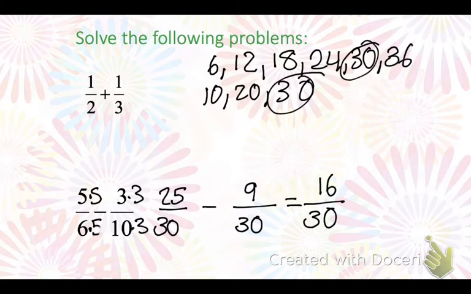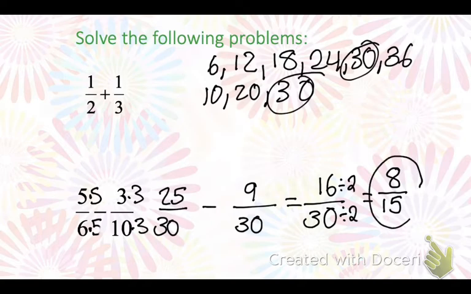And then I look to see if I can simplify. This time I know I can because the top and the bottom are both even numbers. So I can definitely divide both by 2. So let's start there. 16 divided by 2 is 8. 30 divided by 2 is 15. Then I look, can I divide 8 and 15 by the same thing? No, I cannot. So 8 over 15 is my final answer.